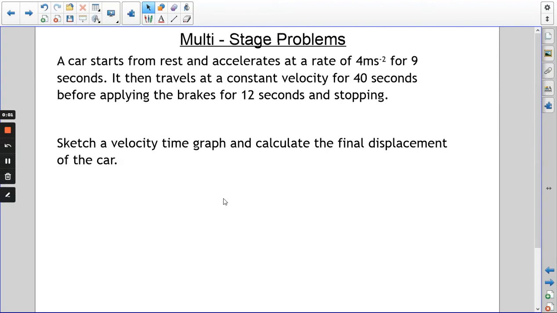Afternoon, everybody. We're going to look at multi-stage SUVAT problems this afternoon. Okay, you've done some single stage ones, which is just one car, one bike, one person doing one thing. These are in multiple parts.